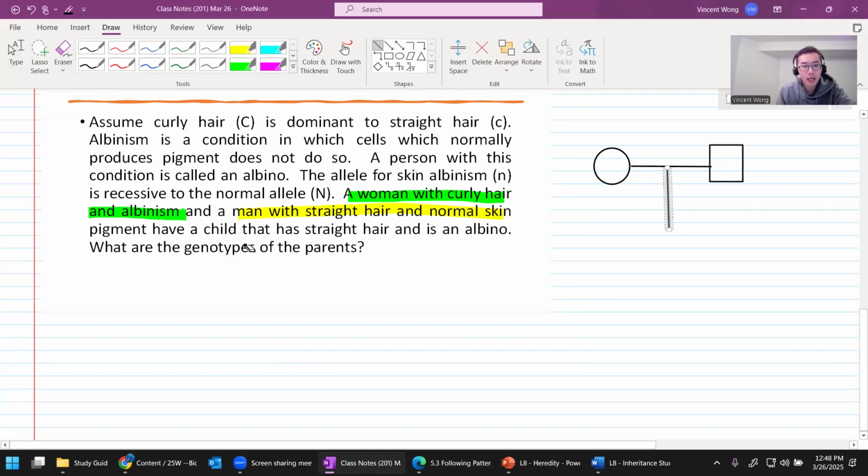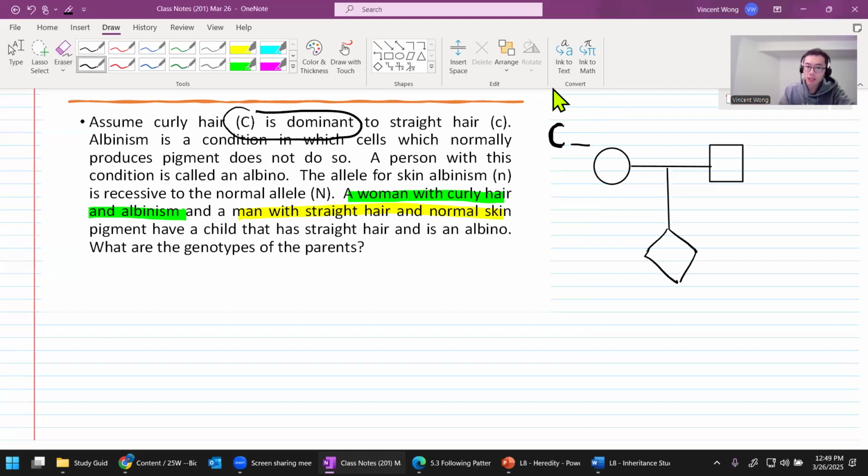And the child has straight hair and is albino. If you don't know the gender of the child because the question didn't tell you, you can use a diamond. So here the woman has curly hair, and curly hair is dominant, which means she's going to have a capital C. But I don't know what the other one is. It can be big C, or big C, small c, right? Both are possible genotypes for curly hair. So I'm just going to leave it as it is for now. The woman has albinism, which means she is going to be little n, little n.